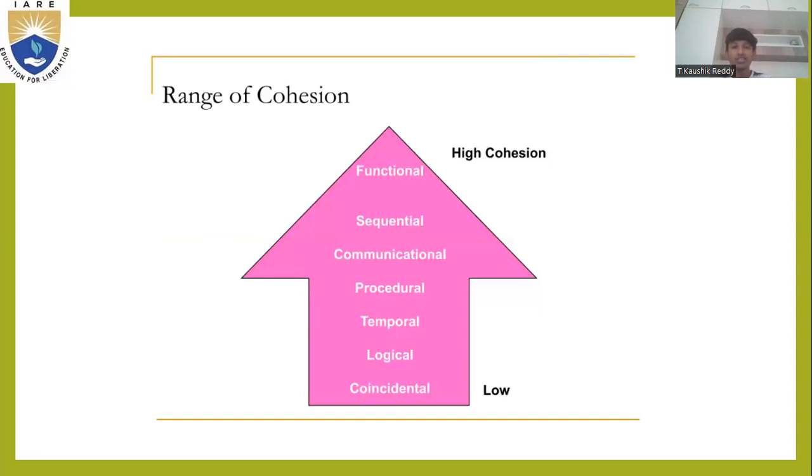A range of cohesion. The range of cohesion varies from low to high. From low, it's coincidental, next logical, then temporal, procedural, communicational, sequential, and functional. Or you can say it may vary from high cohesion to low: functional, sequential, communicational, procedural, temporal, logical, and coincidental.